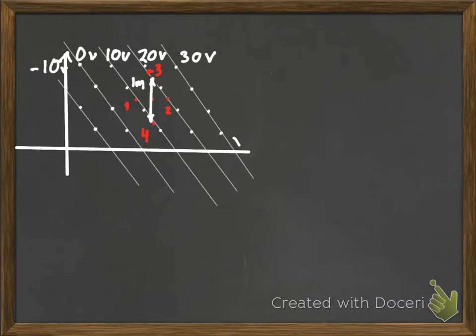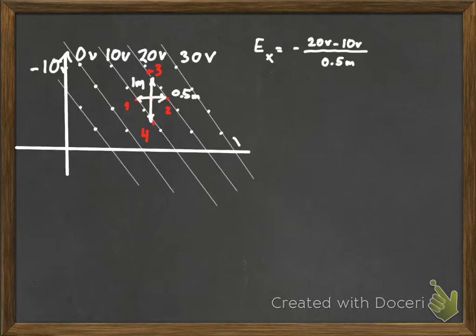All right, let's put in some numbers here. Let's say that the vertical distance between points 3 and 4 is 1 meter, and that the horizontal distance between 1 and 2 is 0.5 meters. So if that's the case, then the x component of the electric field would be negative, and then 20 volts, because that's the electric potential at point 2. Notice that point 2 is on the 20 volt equipotential, minus the electric potential at point 1.